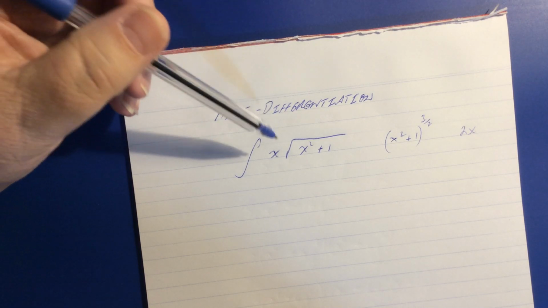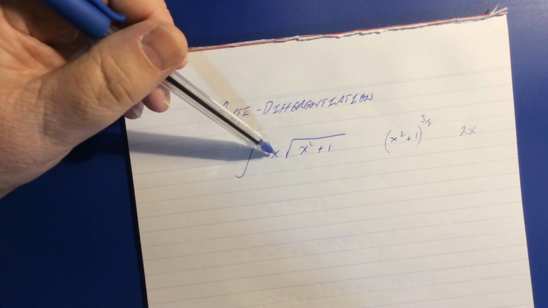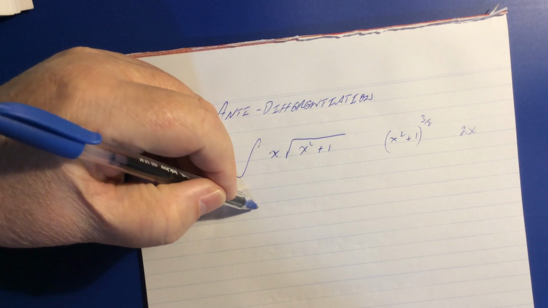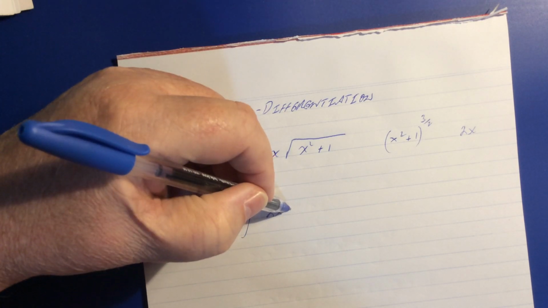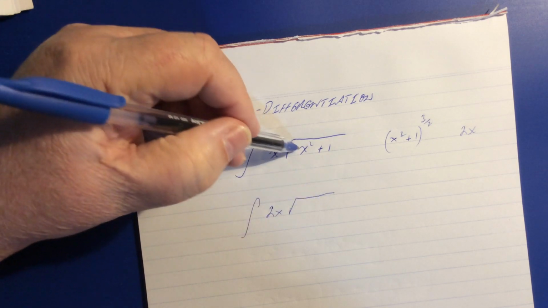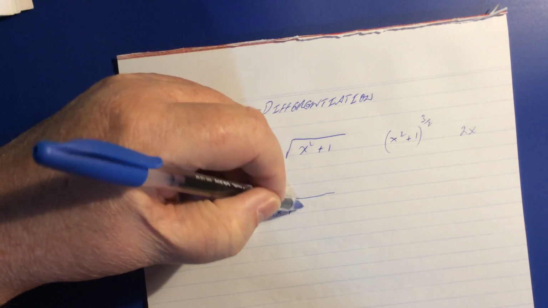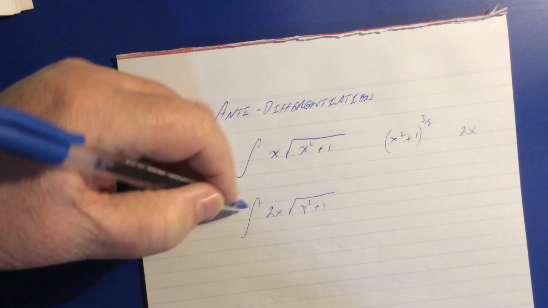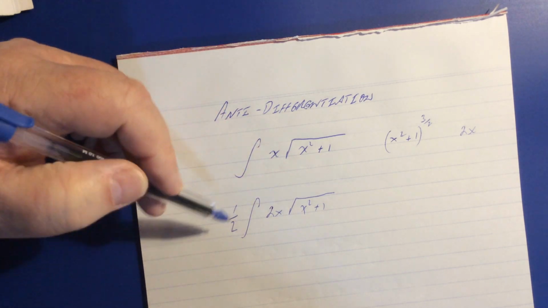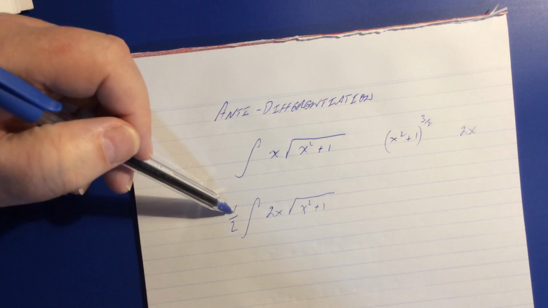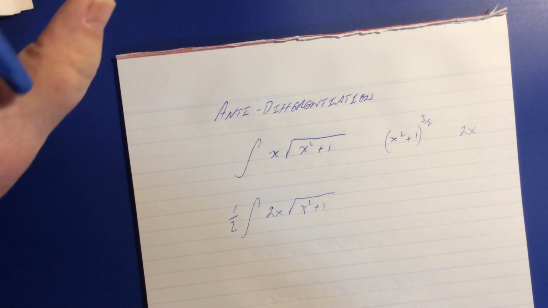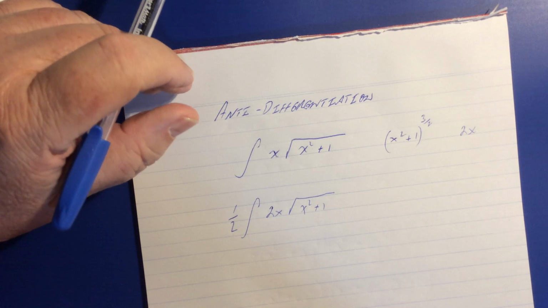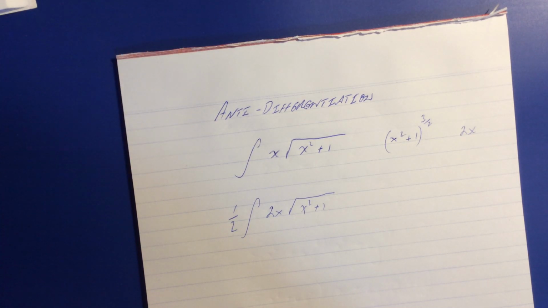I don't know. But what I'm going to do, just to make my life a little easier, is rewrite this as 2x, because that's the differential of this, x squared plus 1, and I'm just going to pop a half out the front here. So this half has the effect of making this x, so nothing's changed, it's just something written in a slightly different way.